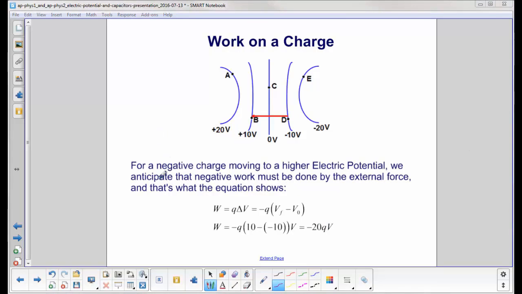What if we have a negative charge moving to a higher electric potential? In this case, we anticipate negative work must be done by the external force. Let's see what happens. The equation is work equals Q delta V. We put in a minus here because it's a negative charge, and we still have Vf minus V0. Vf is 10, V0 is minus 10, so we carry out the math, and we get that the work by an external force is negative 20 Q volts. In this case, Q is now the magnitude, so it's positive. 20 is positive. This negative sign tells us that we have negative work done on the charge by the external force.